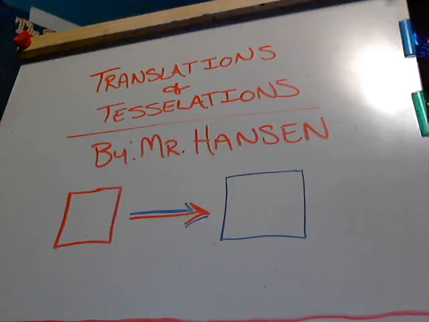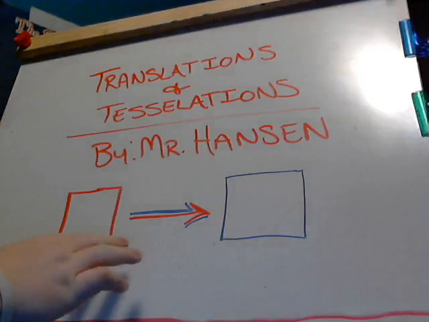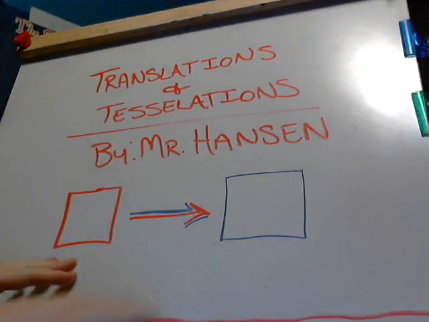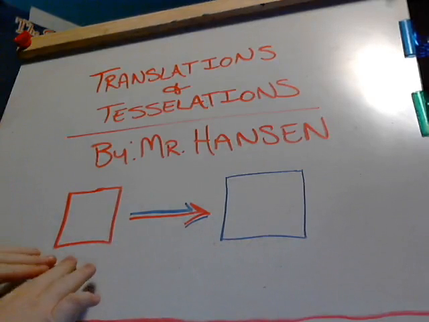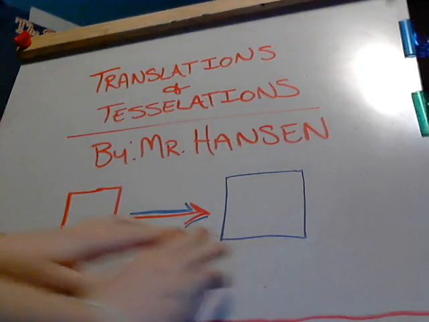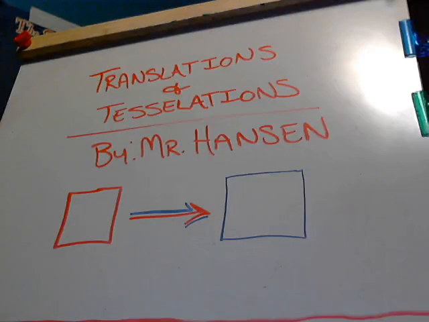I'd like to talk about figure tessellations, how an image is tessellated. So as you can see here, I've got my red square over here, and I've taken that image and slid it over here to where my blue square is. I'll show you a couple other examples of that as well, and I also want to delve into graphical representations of translations too. So let's get started.